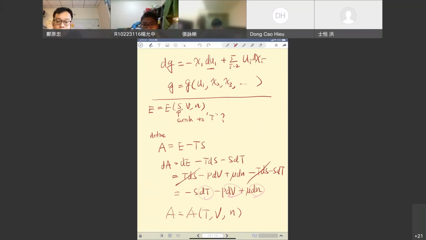Also, about internal energy, one thing that students often confuse is that energy is also a function of T and V and N. But this is not the natural variable. So this equation, dE, if we want to connect it to dT, dV, dN, this equation will be complicated.